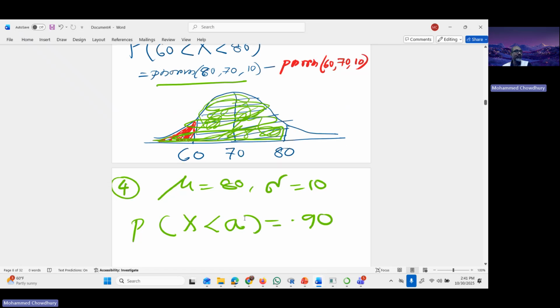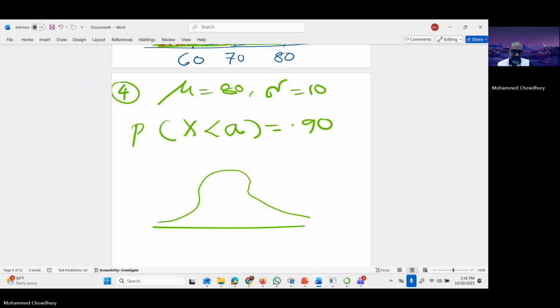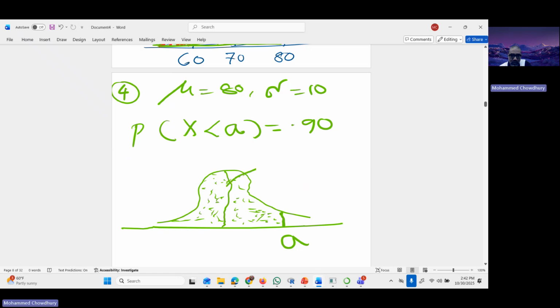Are you understanding the equation? So if you ask me to draw the figure for this, okay, then the 98th percentile, this is equal to a and this is equal to 0.90. This is equal to 0.90.